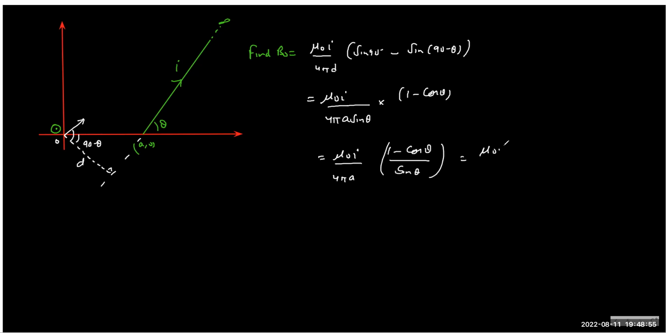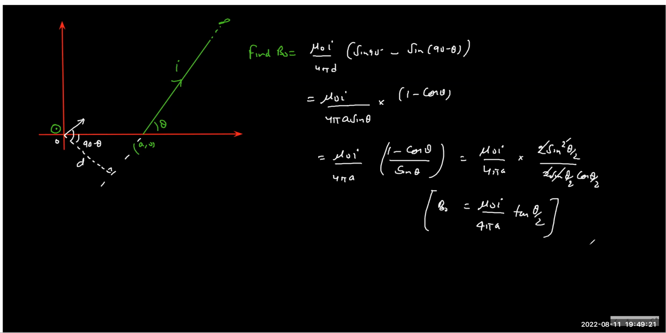So you can further simplify if you wish. It becomes 2 sin square theta by 2 upon 2 sin theta by 2 into cos theta by 2. Using the half angle formula, one will cancel out and this becomes tan theta by 2. So mu naught I by 4 pi a tan theta by 2. That's the net B at O. I hope this is clear.